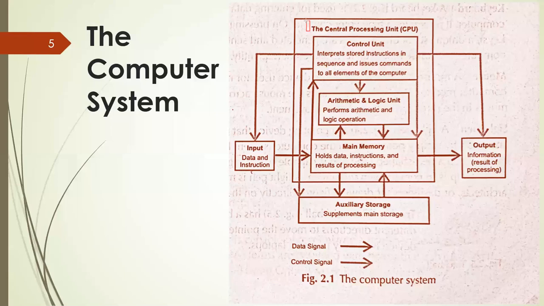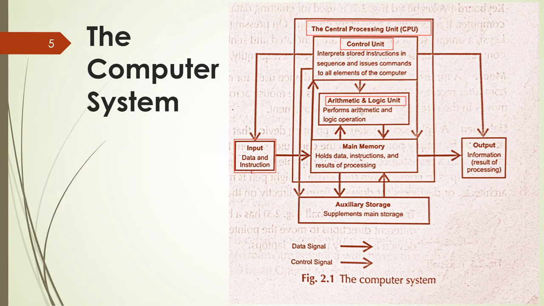Here we have the central processing unit, and here input and instruction data. The input through the keyboard will give input data, and it will go to the control unit. In the control unit, what will happen? It interprets stored instructions in sequence and issues commands to all elements of the computer. Then it goes to the arithmetic and logic unit, which will perform arithmetic and logical operations. It will process it arithmetically and logically.